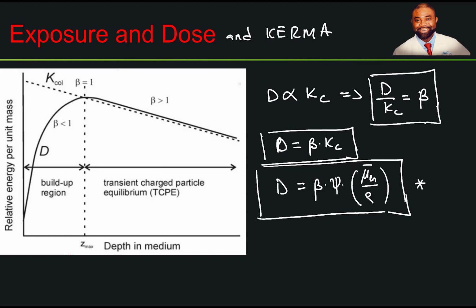I'm going to put a double star here, and you should think about it carefully. If you look at this formula, it gives us a simple way to develop the relationship between the absorbed dose and the photon energy fluence at a given point. Keep in mind that this is the absorbed dose in a given medium. This is the energy fluence. This is the mass absorption coefficient. And this is essentially a constant.